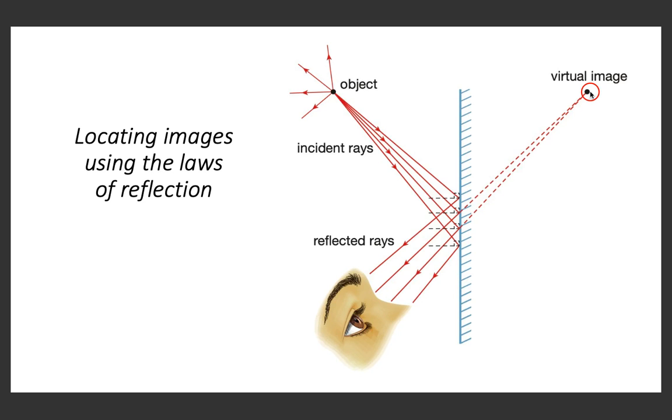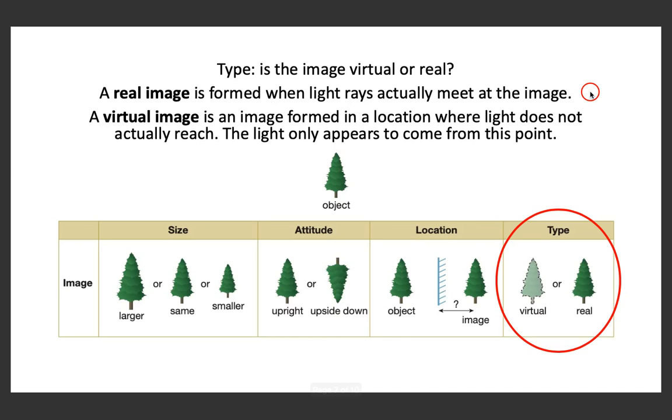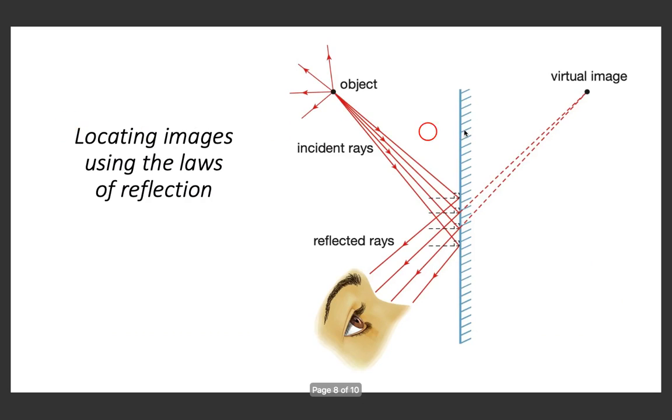If we go back to our original definition, it says a virtual image is an image formed in a location where light does not actually reach. The light only appears to come from this point. The light doesn't actually meet this location. It only appears to, and that's why this is a virtual image.